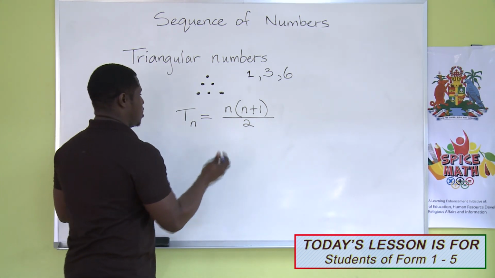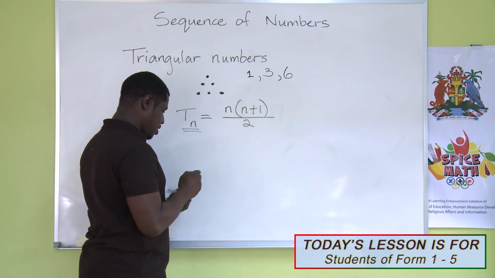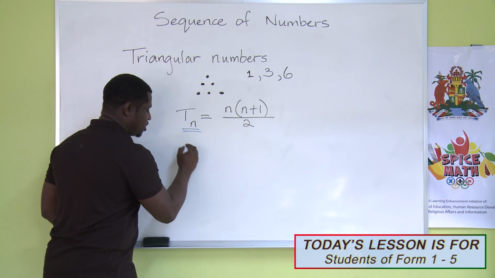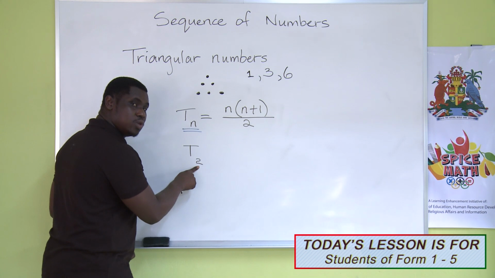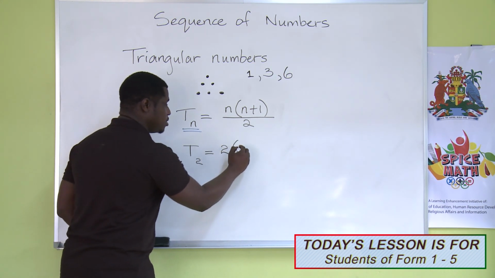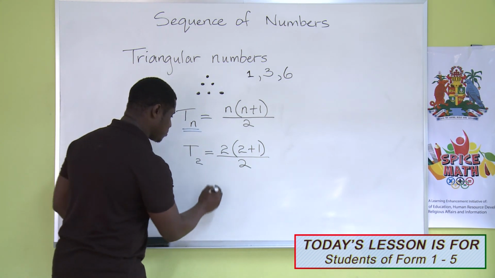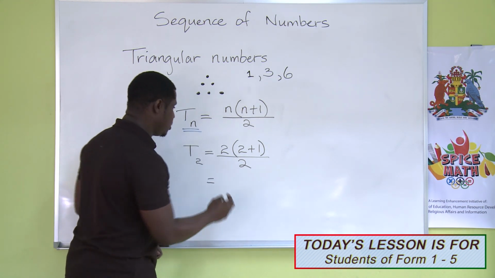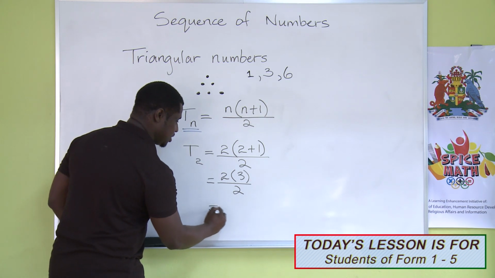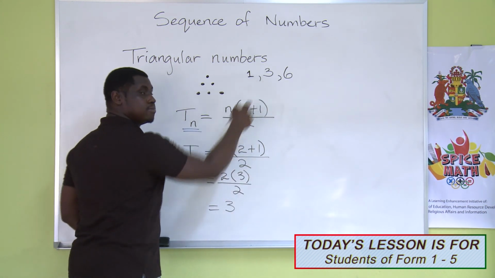Now, if I wanted to determine what is the second triangular number, and the second triangular number we found it to be 3, I can use the formula to show that the second triangular number is indeed 3. By saying T subscript 2, the reason I have 2 here is because I'm trying to find the second triangular number. This would be equal to 2, open parentheses, 2 plus 1, close parentheses, all divided by 2. Let's work it out. 2 plus 1 gives me 3. 2 times 3 divided by 2. And 2 times 3 gives me 6. 6 divided by 2 is 3. So we found here that the second triangular number is indeed 3. Right?